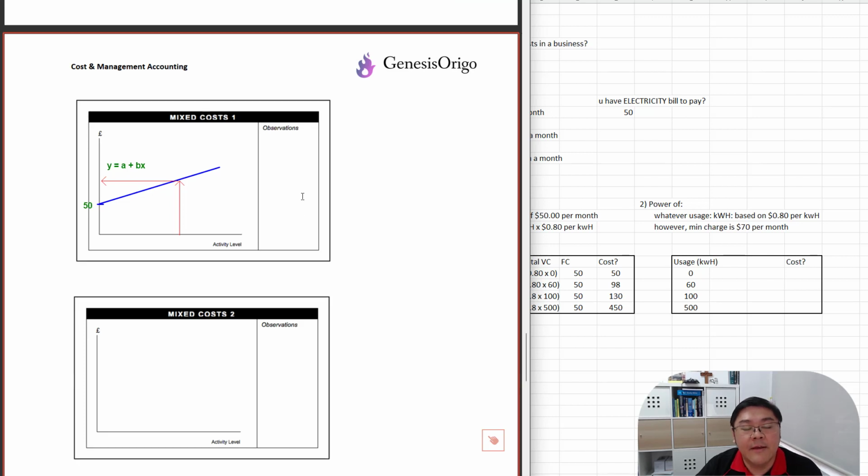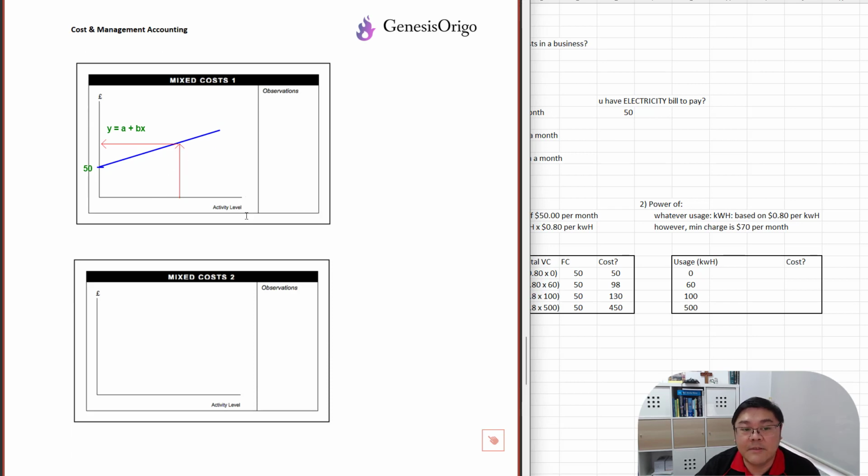But not all mixed costs will look like that.